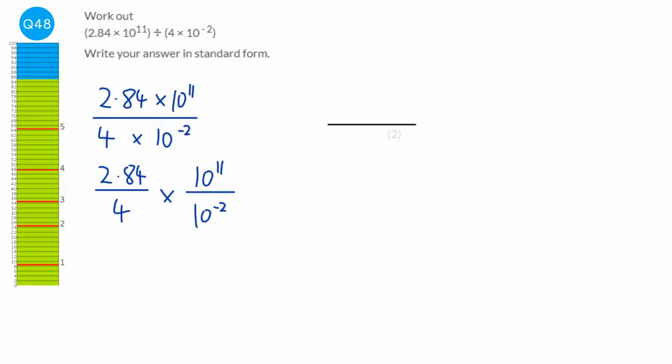So we're going to just do the bus stop method, so 4 on the outside, and we've got 2.84 on the inside. 4's into 2 don't go, so carry the 2 across. 4's into 28 go 7, and 4's into 4 go 1. So it's going to be 0.71 times, and then the rules of indices say that if you divide two powers of the same base, they're both 10, then you just take away the power. So it's 11 take away minus 2. Now the two minuses, the two takeaways, actually convert to a plus, so it would be 11 plus 2, which would be 13, so it would be 10 to the power of 13.